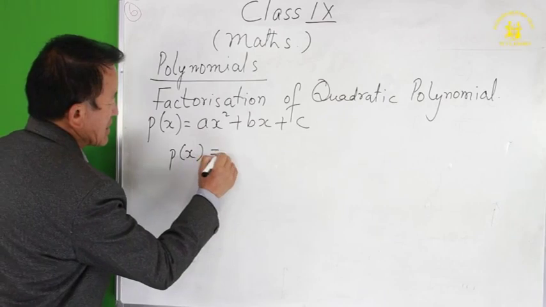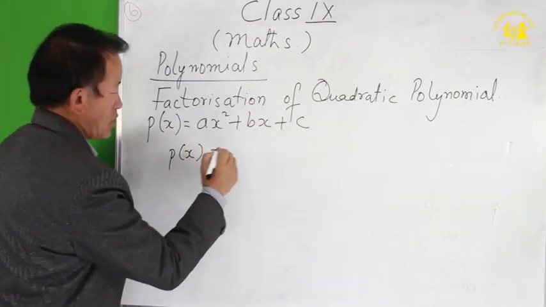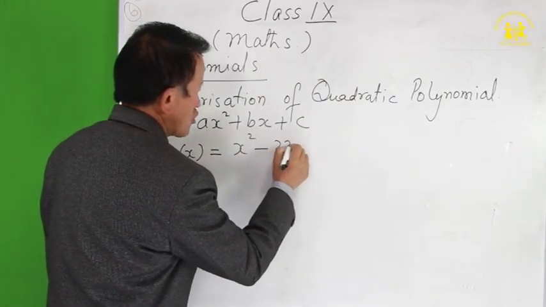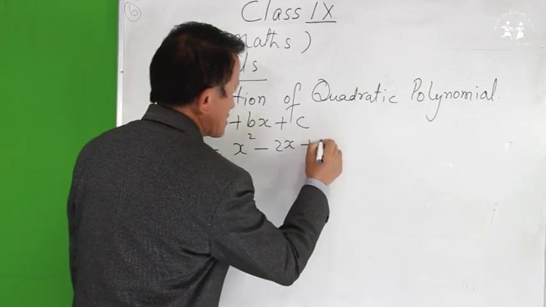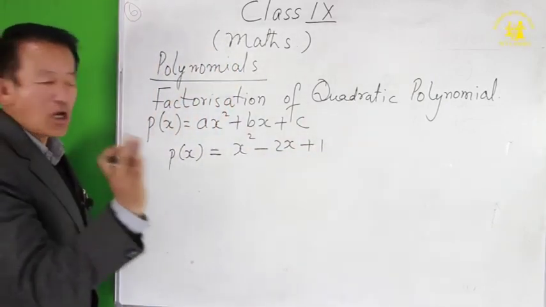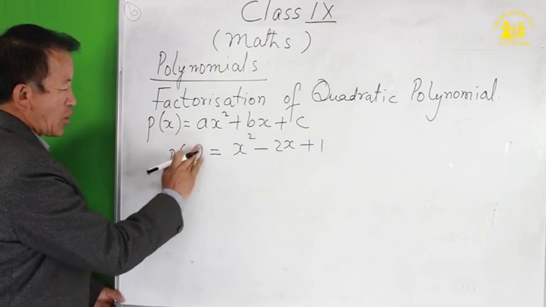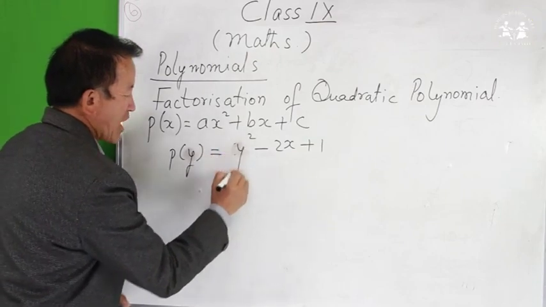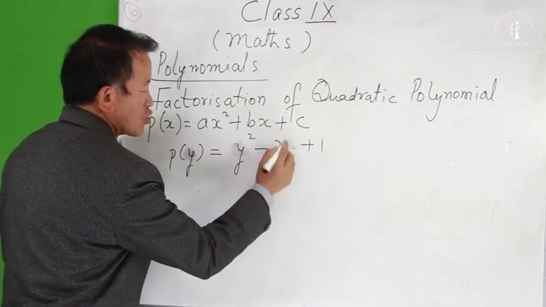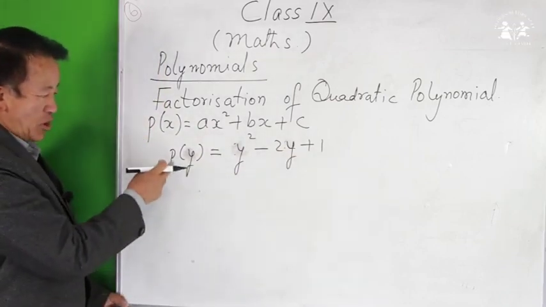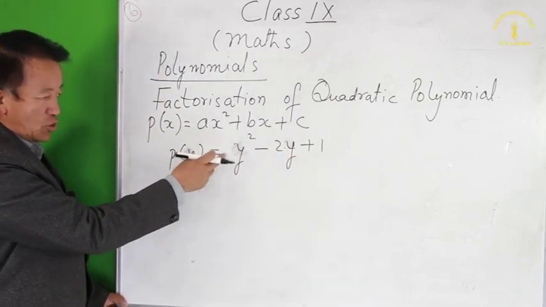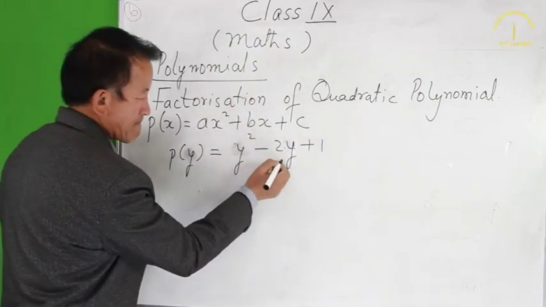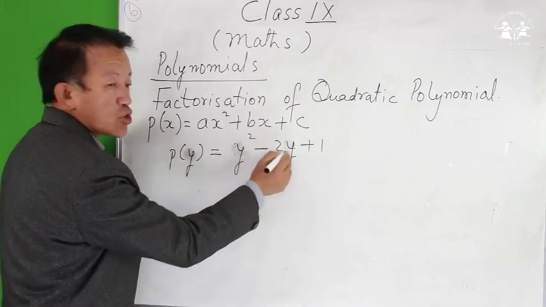Px is equal to x squared minus 2x plus 1. Okay, let me change the variable. Let's try to use another variable. y squared minus 2y plus 1. So py is equal to y squared minus 2y plus 1. So here the middle term minus 2y is the middle term.